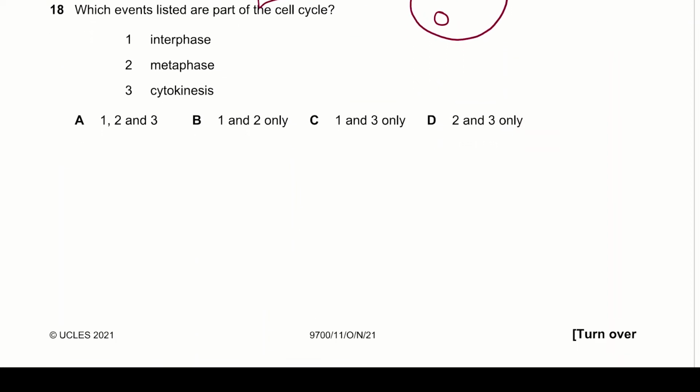18. Which events listed are part of the cell cycle? Interphase is definitely part of the cell cycle and is divided into G1, S phase, and G2. And this is correct. Metaphase is at the start of mitosis. This is correct. Cytokinesis happens after mitosis. This is also part of the cell cycle. So the correct answer is going to be A.